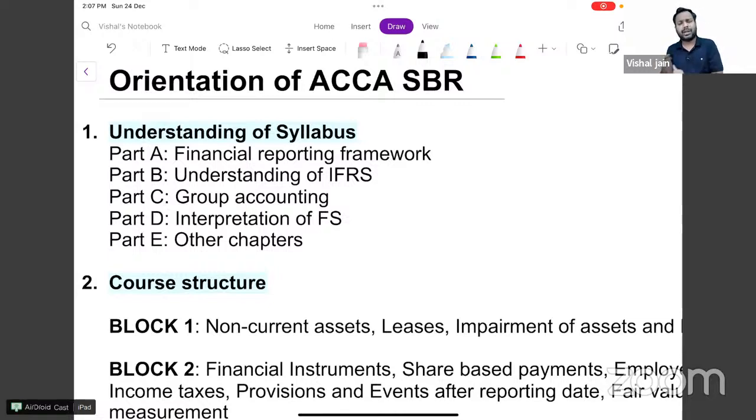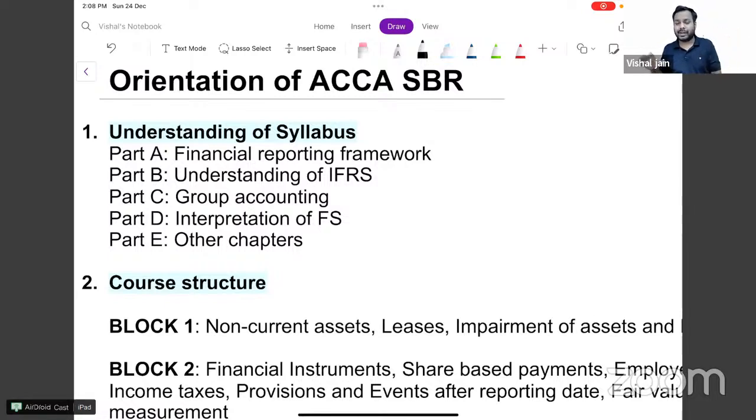Here they want you to analyze not only financial statements, but a portion of the financial statements also. Like at FR level, we studied interpretation. At SBR level also we are studying interpretation, but both of them are different. How? At FR level, the interpretation was specifically of the financial statements as a whole.